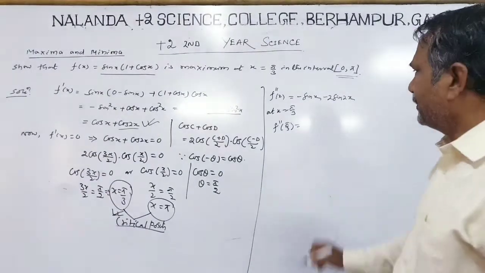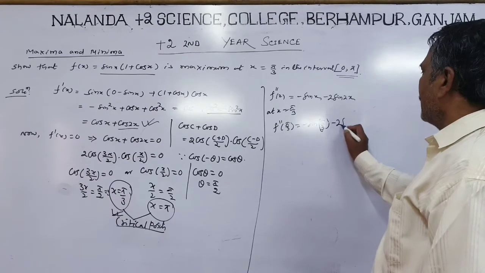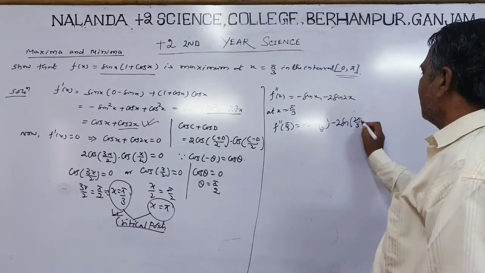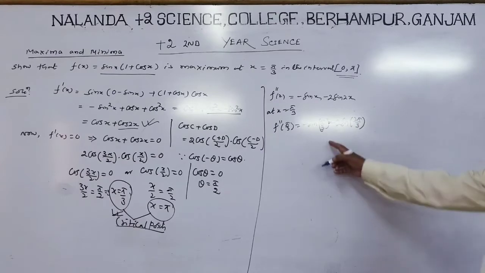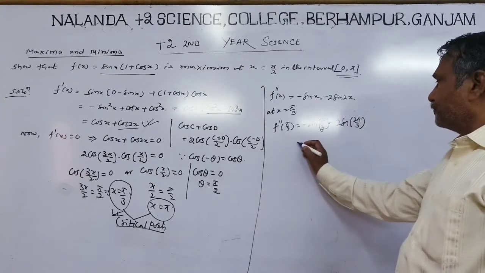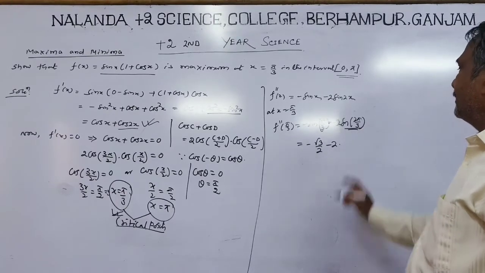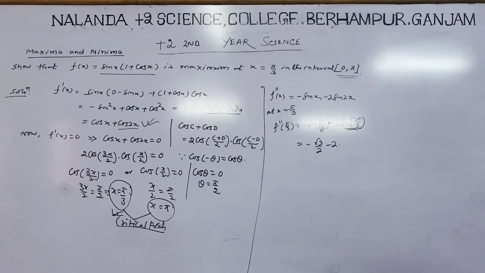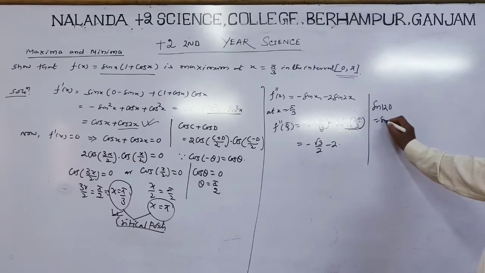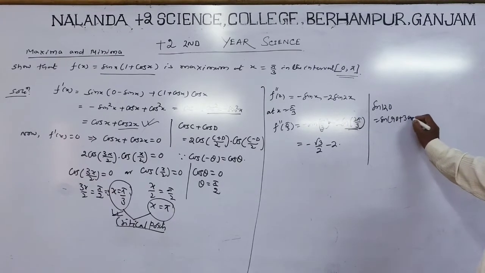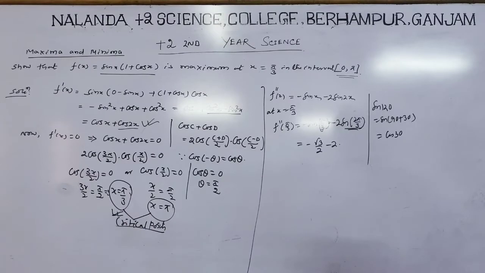Now at x equal to pi by 3, f double dash of pi by 3 equals, substituting x equal to pi by 3, minus sin pi by 3 minus 2 sin 2 pi by 3. What is sin pi by 3? Sin 60 is root 3 by 2, so minus root 3 by 2. What is the value of sin 120? Sin 120 equals sin of 90 plus 30, so cos 30. What is the value of cos 30? It is root 3 by 2.